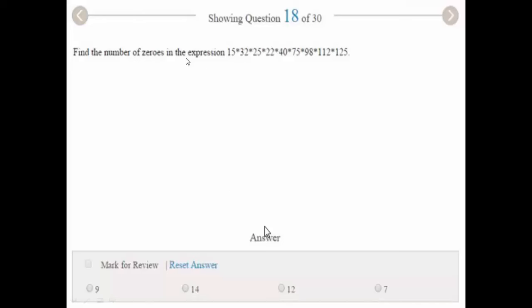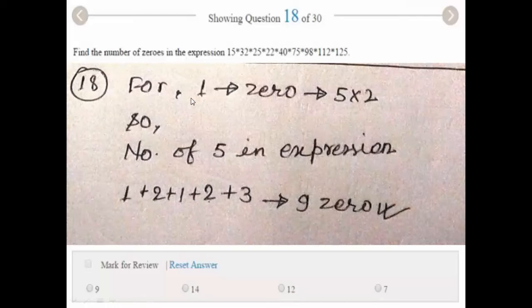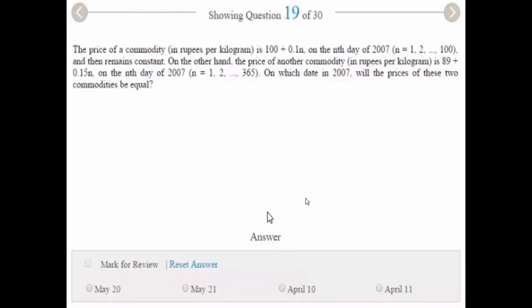Oh, this is given. We have to find the number of zeros present in this expression. So this is the solution. To get a 0 we need 5 into 2, meaning a minimum of one 5 and one 2 is there to get a 0. So in this expression the total number of 5s is 9. So the total number of 0s present in this expression will be 9. This is also a simple one.